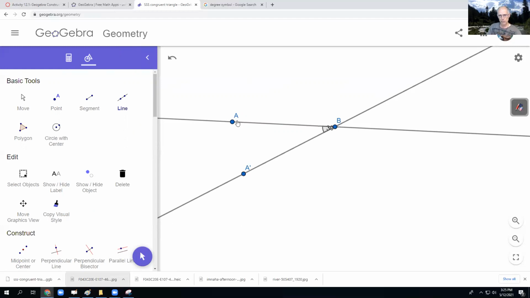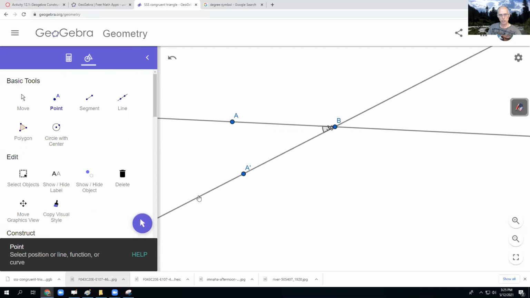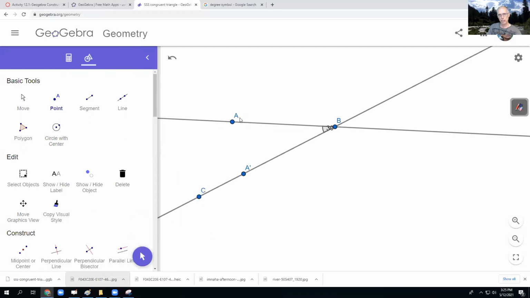So I think I'm going to pick a different point to make it a little more interesting. I'm going to add a new point, say down here, and then my triangle is going to be ABC. So make any old triangle, as long as it has a 30-degree angle in there. So this is what I want to reproduce, that triangle right there. ABC, and the 30-degree angle is angle ABC.